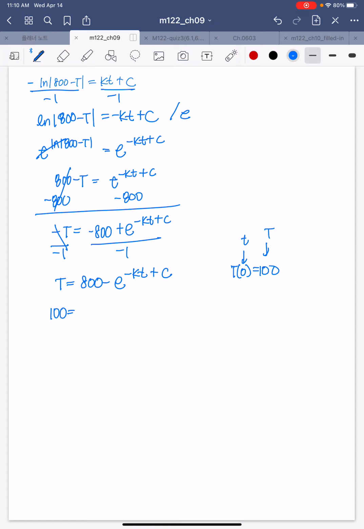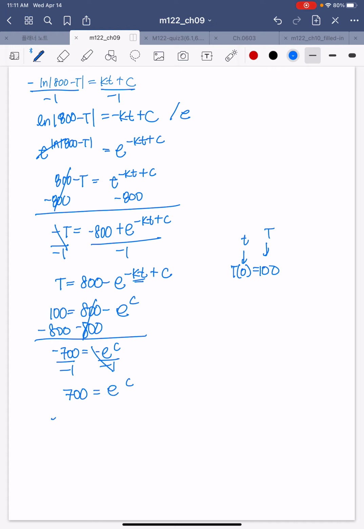So 100 is equal to 800 minus e. If you plug in 0, that's just going to be e to the c. Minus 800, minus 800. So that will be negative 700 equal to negative e to the c, divided by negative 100. So I have a positive 700 equals e to the c. Apply ln. So c is equal to, because when I apply ln, this cancels out, c is equal to ln 700.